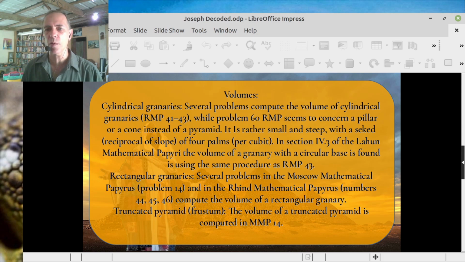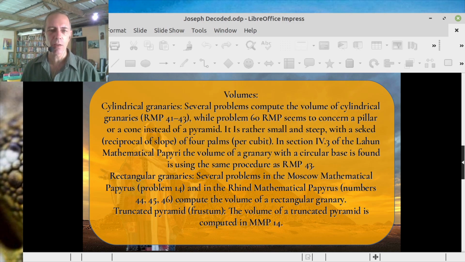Several problems compute the volume of cylindrical granaries on the RMP, while problem 60 on the RMP seems to concern a pillar or a cone instead of a pyramid. It's rather small and steep, with a seked, the reciprocal of a slope, of 4 palms per cubit. In section 4.3 of the Lahun Mathematical Papyri, the volume of a granary with a circular base is found using the same procedure as the RMP 43.